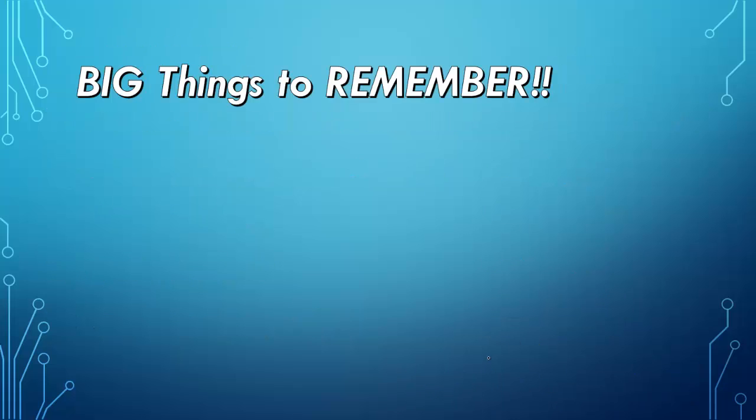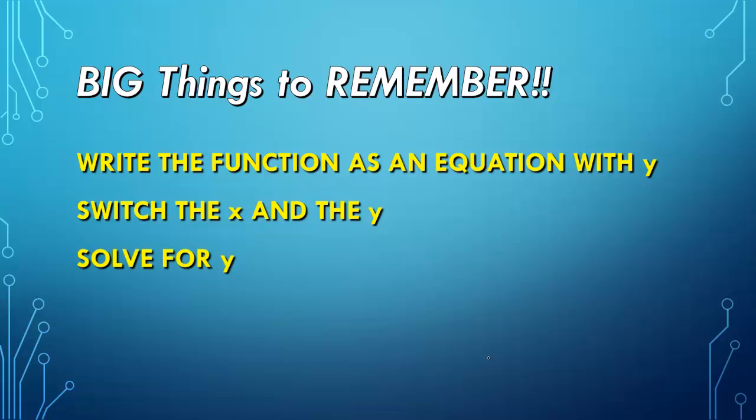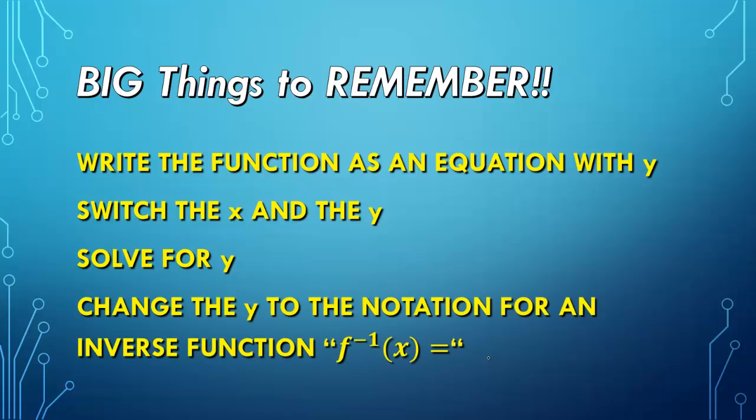All right, so some big things to remember, your steps. Write the function as an equation with y. So if it's not already written as y equals, change the f of x to y. Next, switch just the x and the y. So where the x was, put a y. Where the y was, put an x. And then solve for y. And finally, change the y to the notation for an inverse function, which again, you see there. So that's it. That's all you have to do.